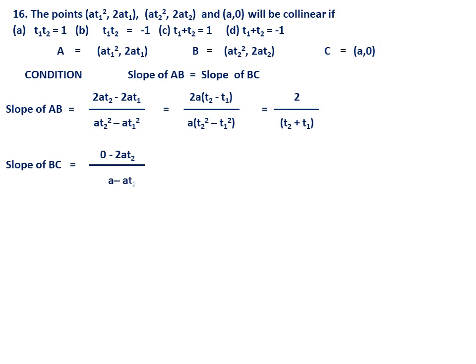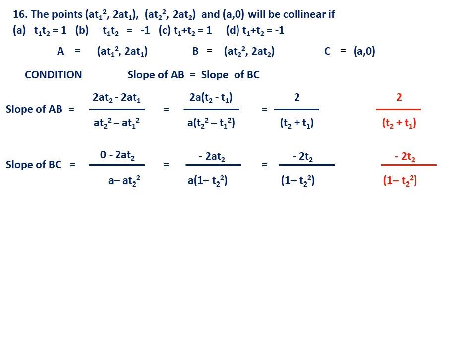Same way you can find the slope of the second one, BC, using the same formula. Here also you can simplify: minus 2at2 divided by a into 1 minus t2 square. So cancelling a you get minus 2 t2 divided by 1 minus t2 square. So these are the two slopes. Now you see these two slopes must be equal. That is the condition.